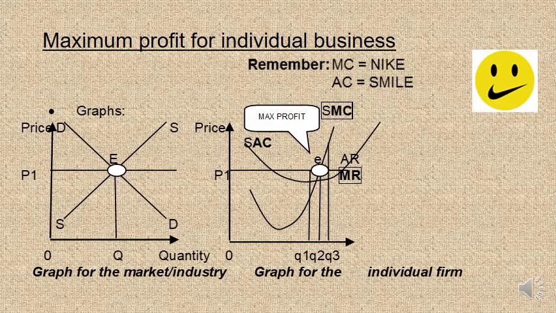Where your marginal cost curve, the Nike tick one, intersects your marginal revenue curve, that is equilibrium. Please remember, equilibrium is determined by the production rule. The production rule states that the profit will be maximized where the marginal costs are equal to the marginal revenue.